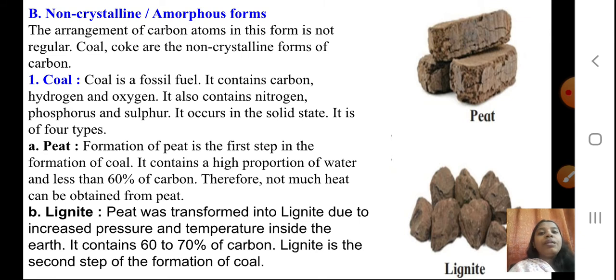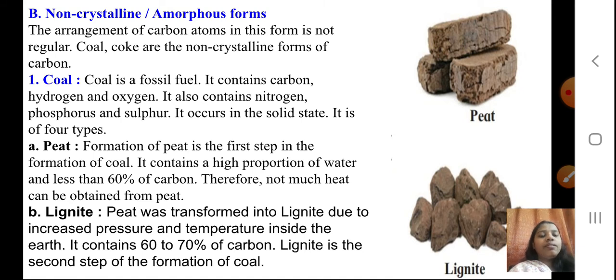Now B part is the lignite. Peat was transformed into lignite due to increased pressure and temperature inside the earth. Because of the increased pressure and temperature, peat got converted to lignite. It contains 60 to 70% of carbon. Lignite is the second step of the formation of coal. So first step is peat, second step is lignite. Can you see the picture of lignite? Peat is converted to lignite under pressure and temperature. I hope these 2 parts are clear, students.